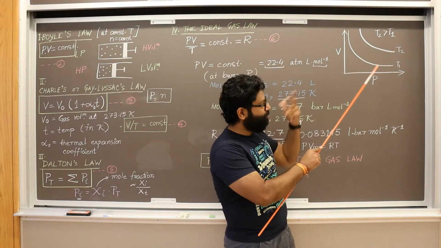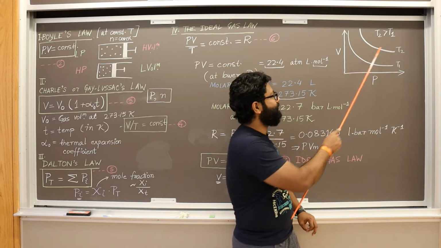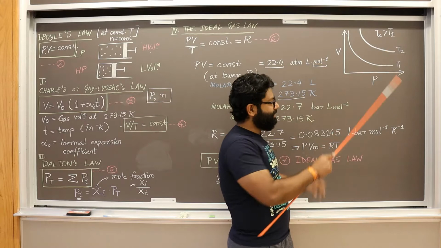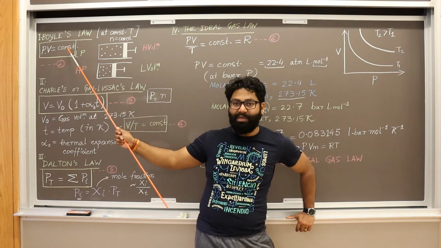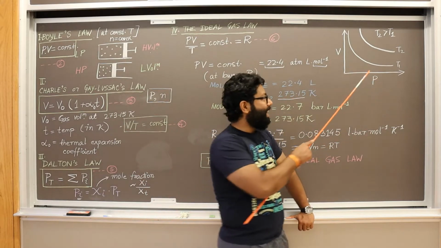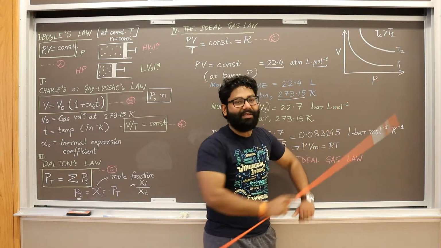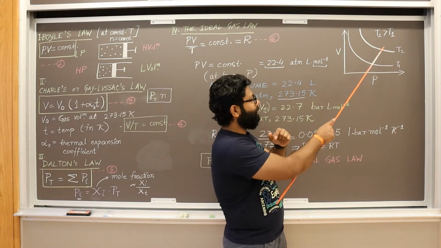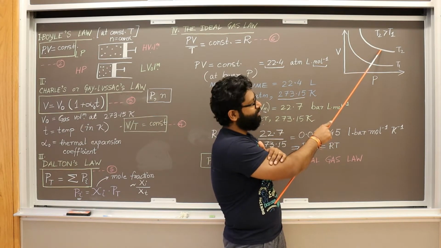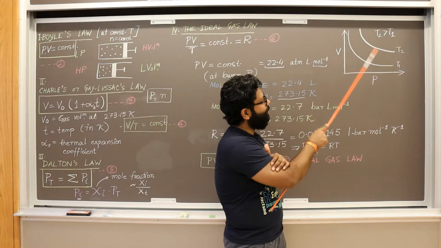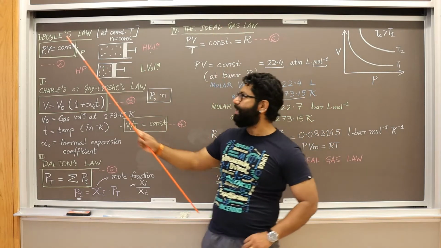Now, if you have two different states, temperature 1 and temperature 2, at both different temperatures PV is equal to constant will be valid, and they will have two different hyperbolas, right? So PV is equal to constant here, and PV is equal to constant here along this path. So this is as simple as Boyle's law.